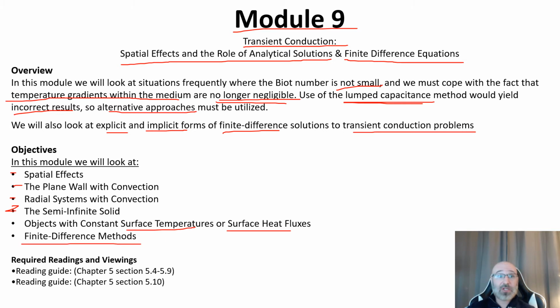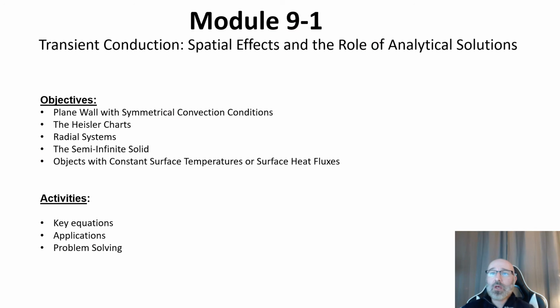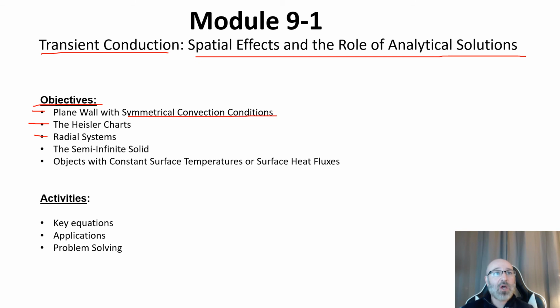As this relates back to our textbook, these are our reading guides down here as we wrap up chapter 5. Within Module 9, we're going to break this into 2 different sections, Module 9.1 and Module 9.2. For Module 9.1, we're taking a look at transient conduction, dealing with our spatial effects and the role of analytical solutions, in particular looking at some alternative approaches. Some of the objectives we'll be looking at are our plane wall with symmetric convection conditions, our Heisler charts, some radial systems, some semi-infinite solid approaches, and objects with constant surface temperatures or surface heat fluxes. We'll go through the governing theories, take a look at some key equations, talk about some practical applications, and then go through some problem solving together.